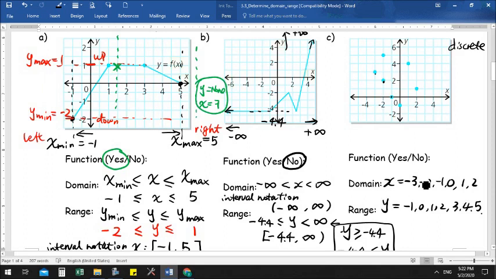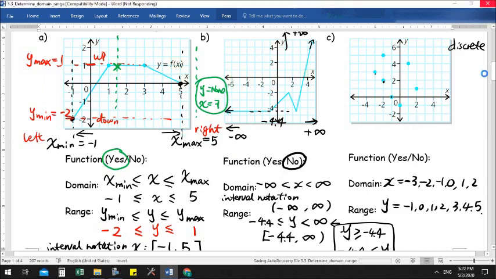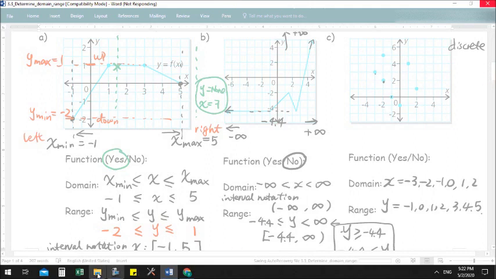Okay. That is how you write the domain and range out. So we are going to the next page.